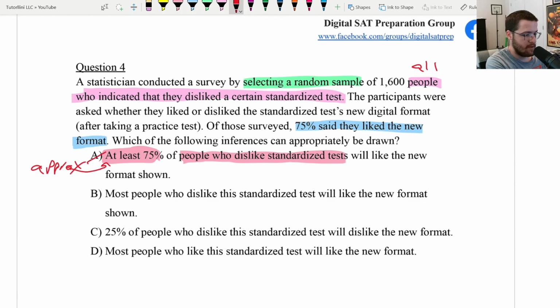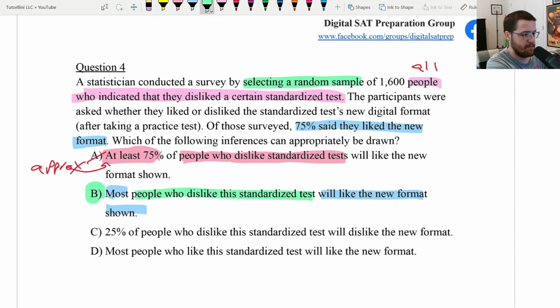Most people who dislike this standardized test. Oh, that sounds good. And then it says most. Well, most would be like 51% to 100%. Can we confidently say that 75% with a couple percentage points margin of error is most? Yeah, I think we can. So most will like the new format shown. I'm thinking the answer is B.